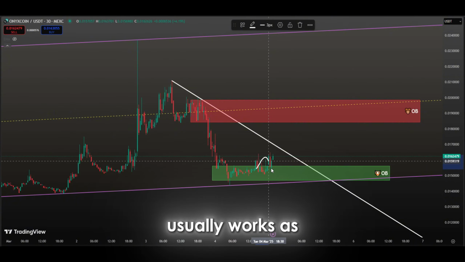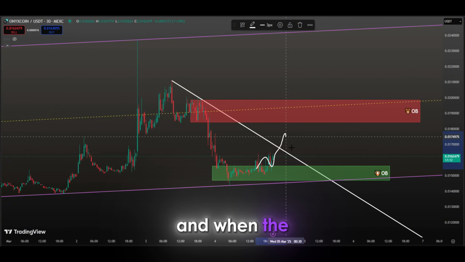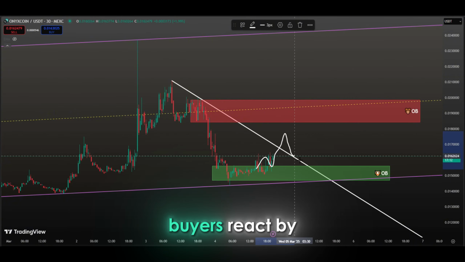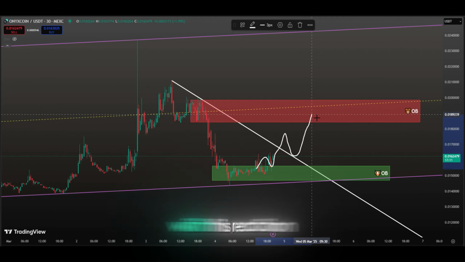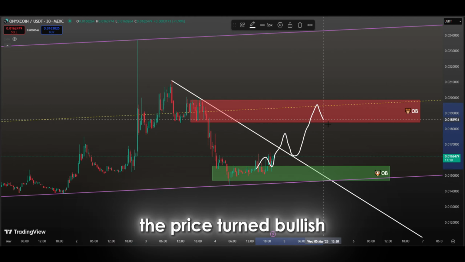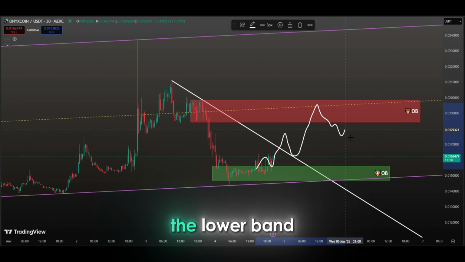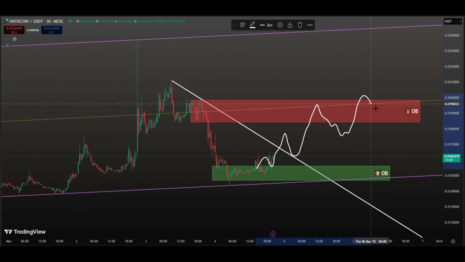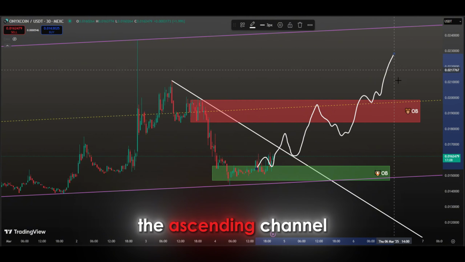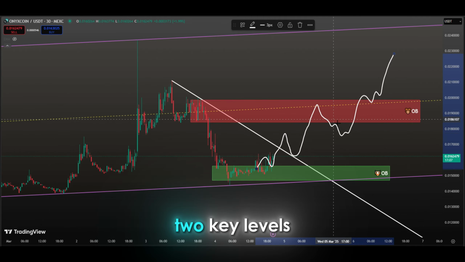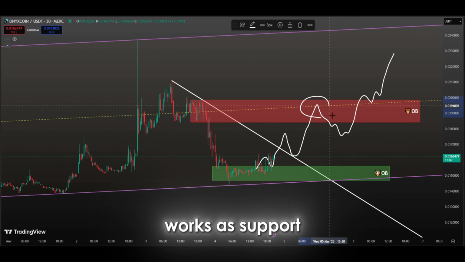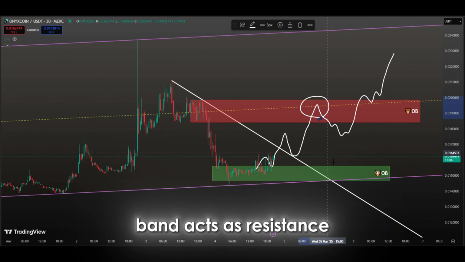The lower band usually works as a strong support level, and when the price hits it, buyers react by stepping in. With this reaction, the price turned bullish, and is currently moving between the lower band and the middle band of the channel. Price action in the ascending channel is usually evaluated against two key levels. The lower band works as support, while the upper band acts as resistance.